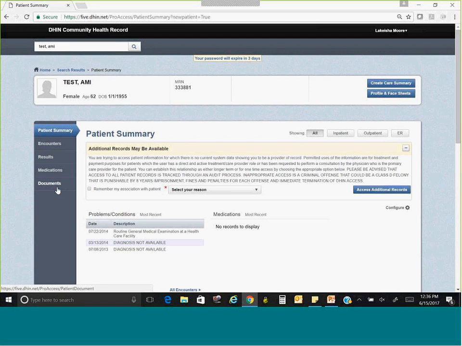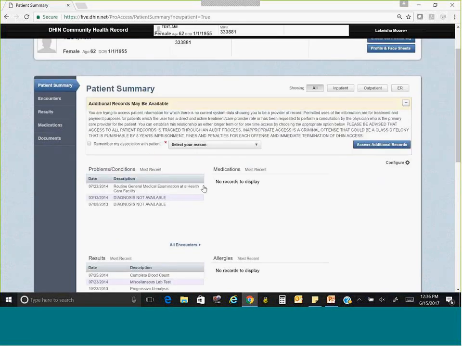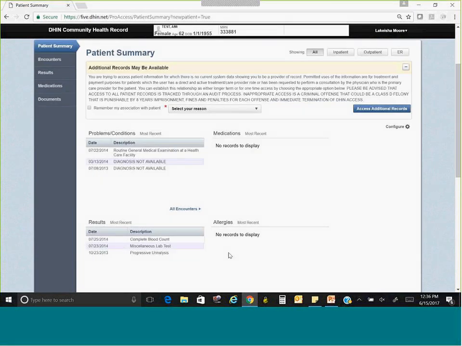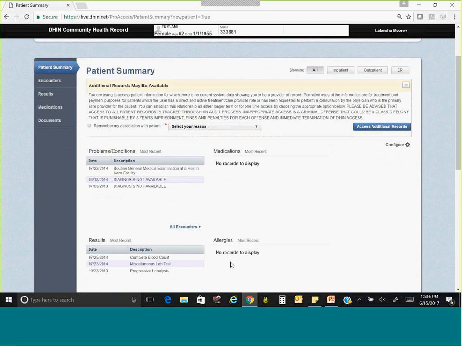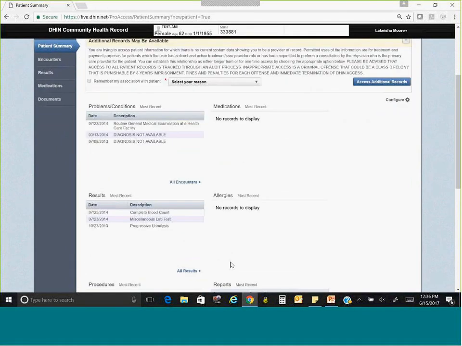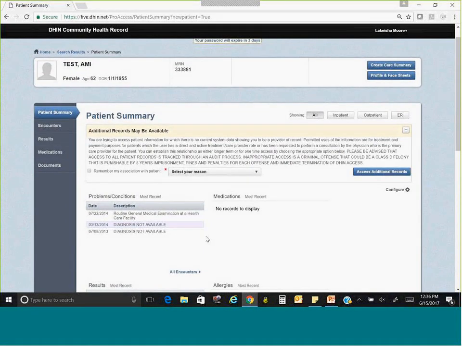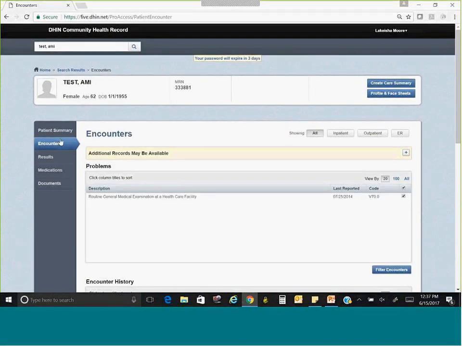All right. So I'm going to go now to the next tab. Patient summary, once again, is just a summary of those 3 most recent encounters. Remember, the types of results that you get in the DHIN Community Health Record are your labs, radiology, and then your transcribed reports, which are like your discharge summaries and such. Anytime a patient has an encounter at the hospital, we'll go to that next tab. That's where you would see encounters.